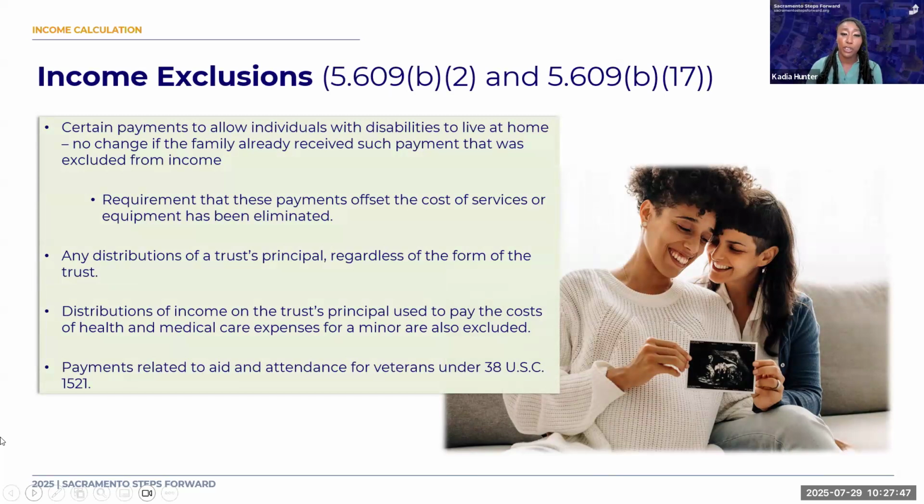Any distributions from a trust principal are out, no matter the trust type, including income from principal used for minors' health costs, plus veterans aid and attendance payments under 38 USC 1521 don't count. These changes eliminate old barriers and support independence. For a family with a disabled child, trust funds for care won't count against them. It's a big relief. Next slide.